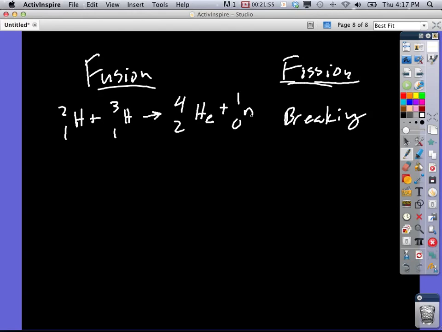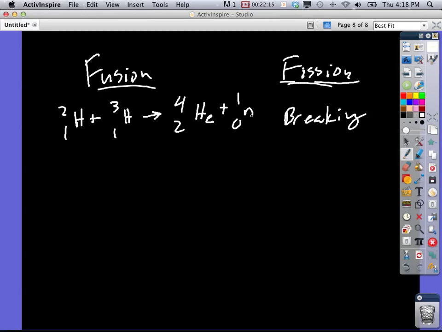Yeah, that's a neutron. This is what the Germans were working on in World War II. This is what we were working on. This is easy. This is very hard.